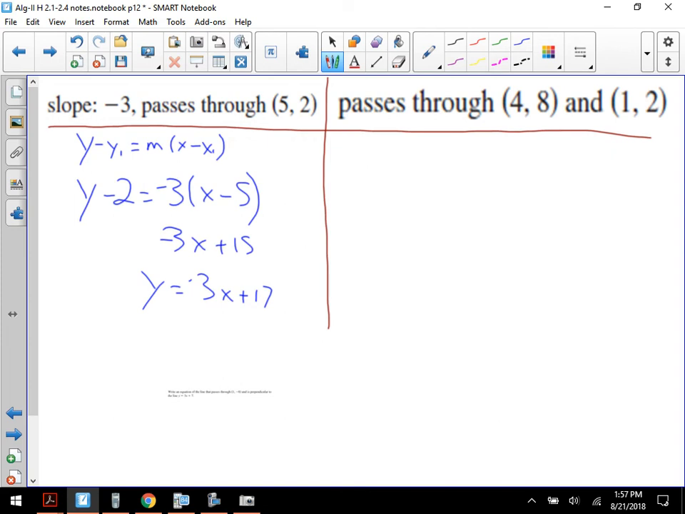Now, if you're not sure if you did it correctly, couldn't you just take that x and y value of 5 and 2 and see if it's equal? What's negative 3 times 5? Negative 15. What's negative 15 and 17? 2. Or, sorry, plus 17. Excuse me.